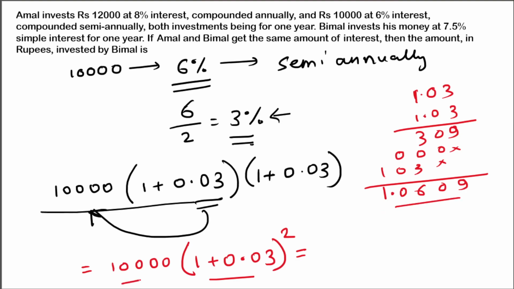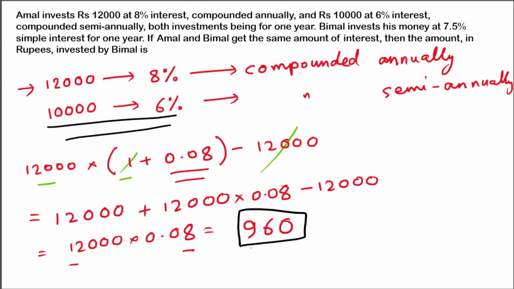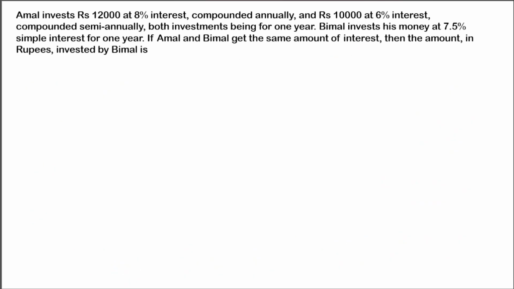If you multiply this, it will be simply 10609, and since this is principal plus interest and the principal is 10,000, the interest will be 609. So from both of his investments, what was his interest? This was 960 and this is 609. So the total amount of interest that Amal, the first person, has received is 960 plus 609, which is 1569. So 1569 is the total interest gained.